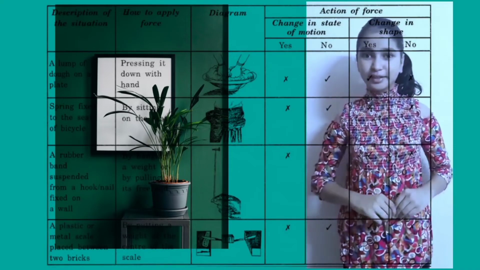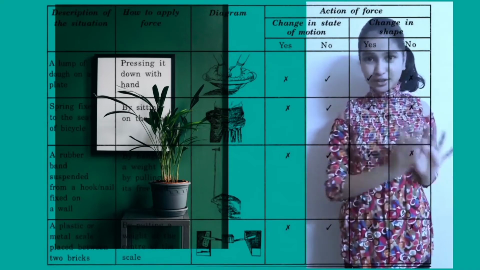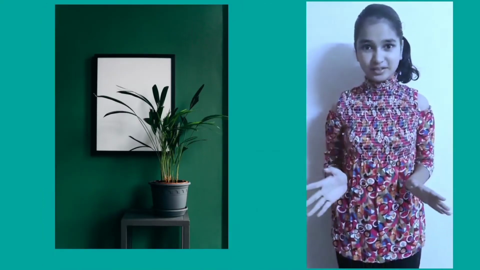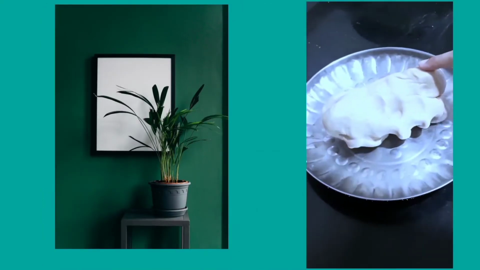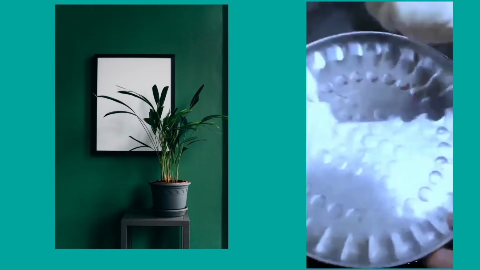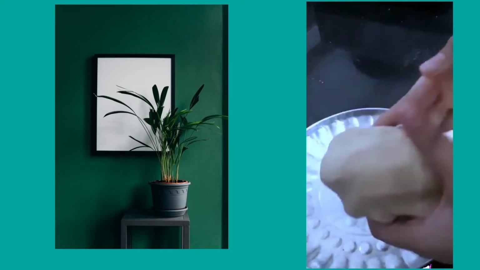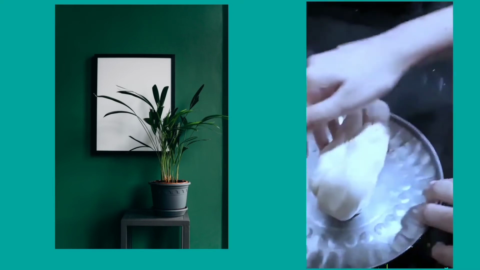I am going to do four activities. By these activities, we can know whether an object will change its state of motion or change its shape. So this is activity 1. The objects needed are a plate and chapati dough. First, we are going to take the chapati dough and press it.